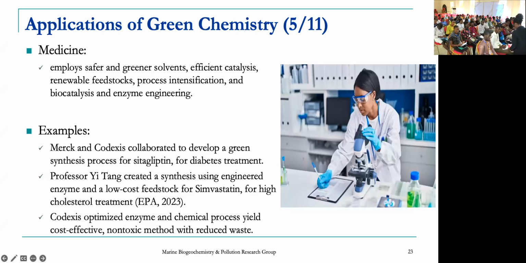Typical examples are as follows. We have Merck and Codexis. Codexis is a biocatalyst company based in the US. They collaborated to develop a biocatalytic synthesis process for the production of sitagliptin. This is used for the treatment of type 2 diabetes. This collaboration led to an enzymatic process that reduced waste, improved yield, and of course eliminated the need for a metal catalyst. This process has the potential to be used for the manufacturing of other drugs as well.